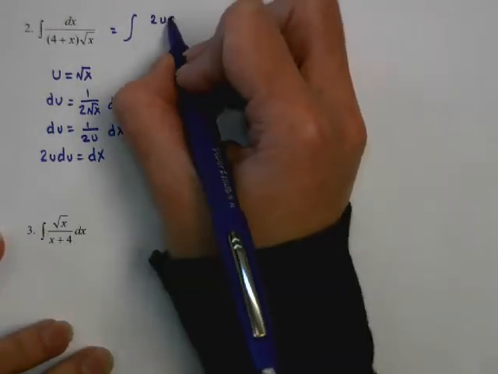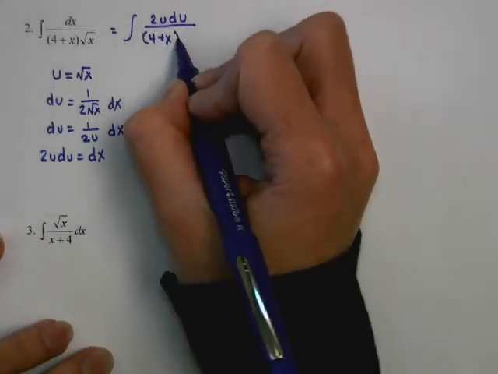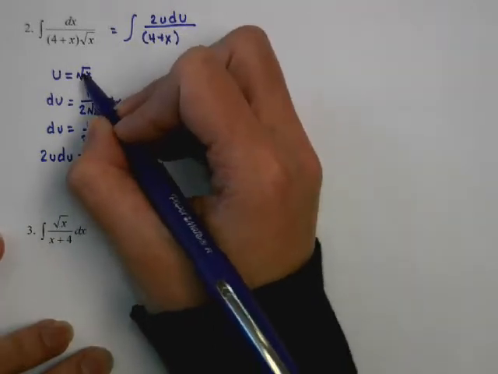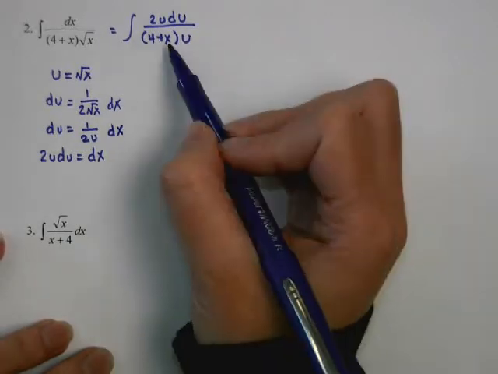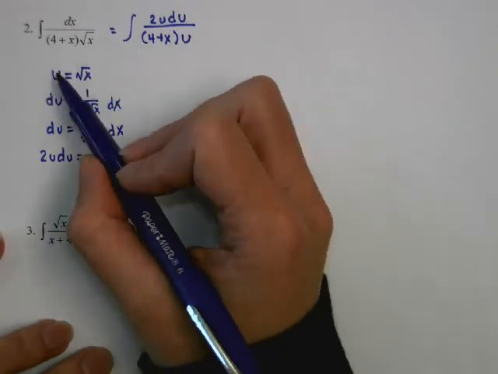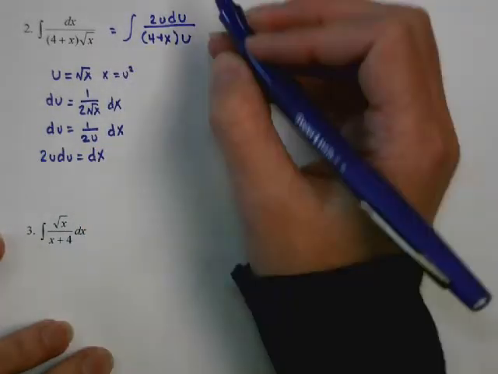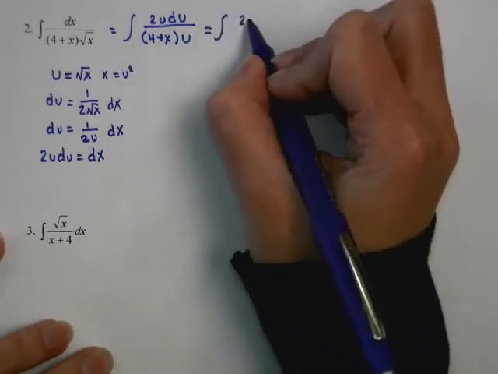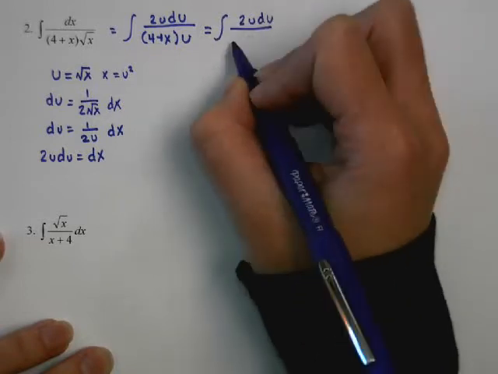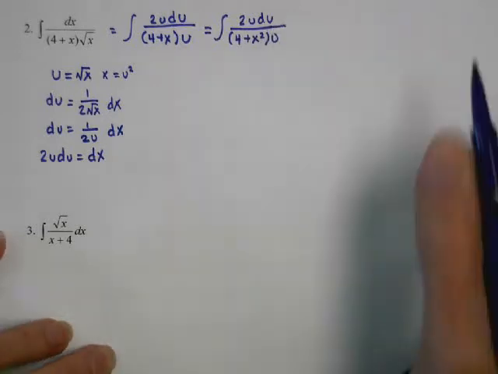So we're going to have the integral. dx is going to get replaced with 2u du. I'm going to come back to this, and I'm replacing the square root of x with u. Okay, but we still have an x, so I needed to go back to this. If u equals the square root of x, then x is going to equal u squared. So we're going to have 4 plus x squared.